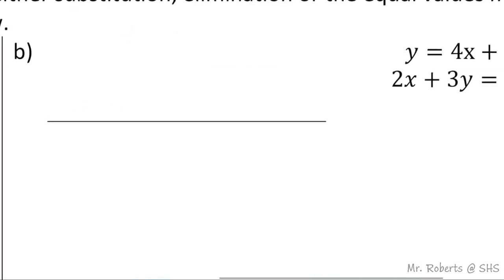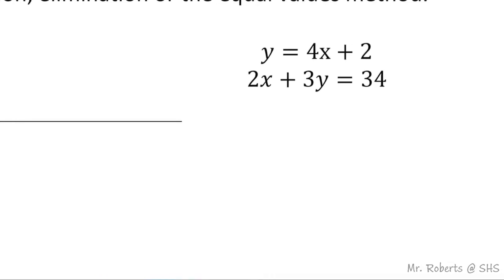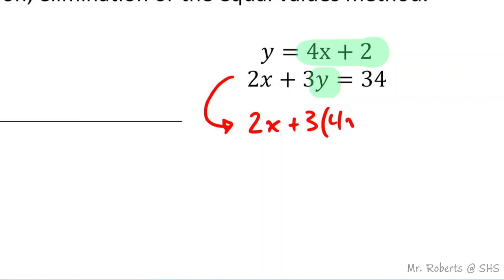Part B, as I look at this equation, this is a great candidate for substitution. If I look at it, the top equation tells me I have this value of y, right? 4x plus 2 is equivalent to y. So what I can do is replace y in the second equation with this thing that's equivalent to it. So I'm going to rewrite the second equation. When I rewrite it using substitution, I'm going to get 2x plus 3 times y. Y is 4x plus 2, substituting in from the first equation, and that equals 34.